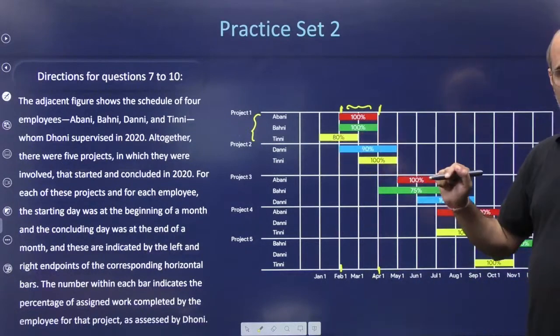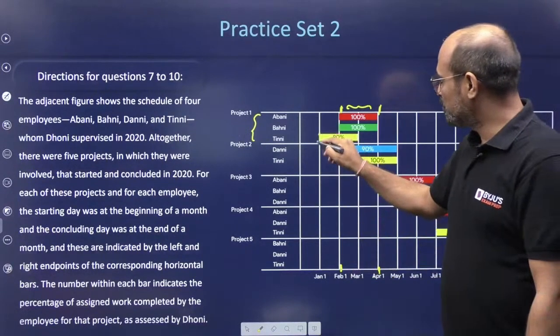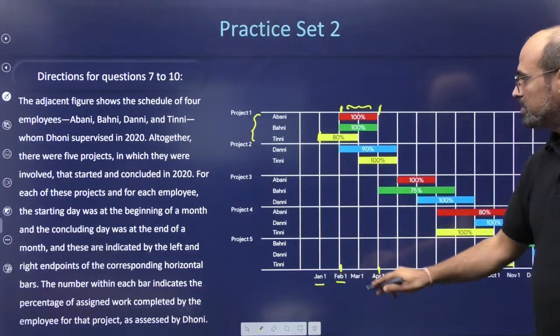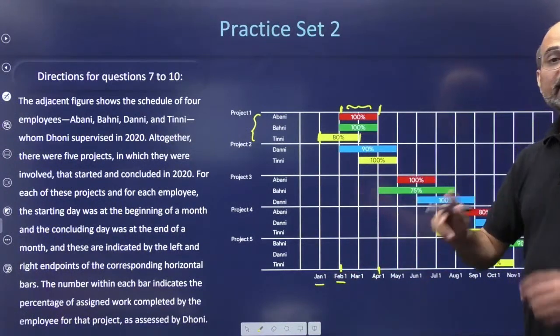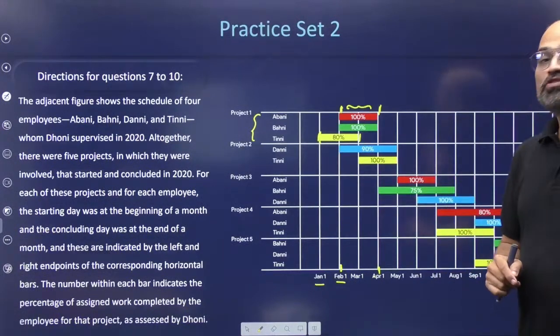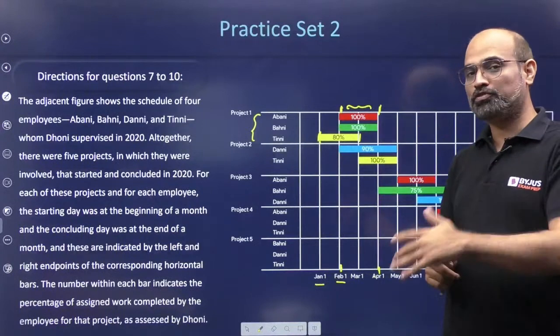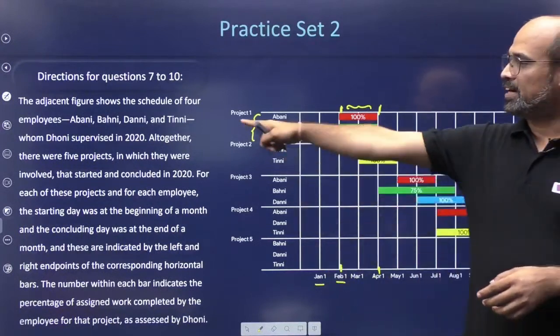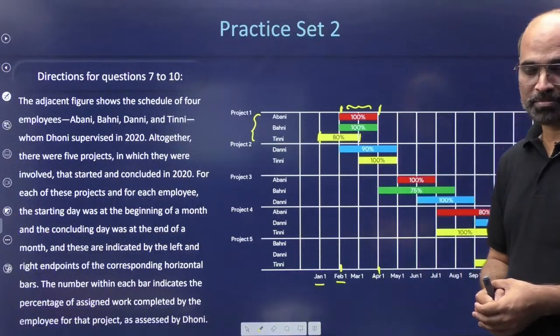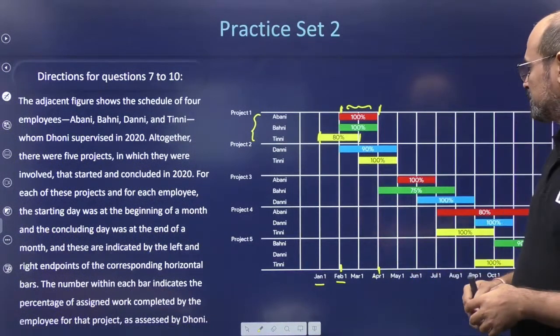If I look at Tinni, started its work on 1st Jan. The dates are written over here, and it completed only 80% of the work assigned to him or her in those first 2 months. So 1st Jan to 29th of February. Why 29th of February? We are dealing with the year 2020, which is a leap year, so we are supposed to have 29 days in the month of Feb, though it should not make any difference.